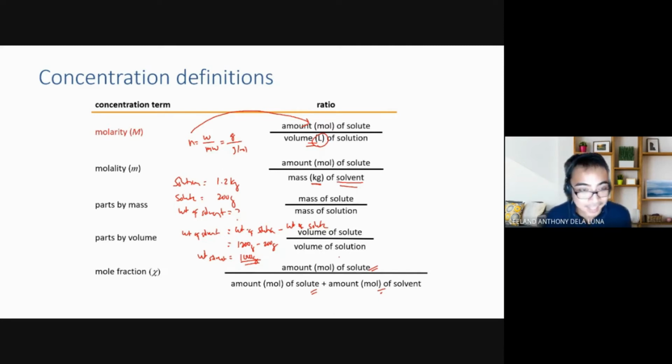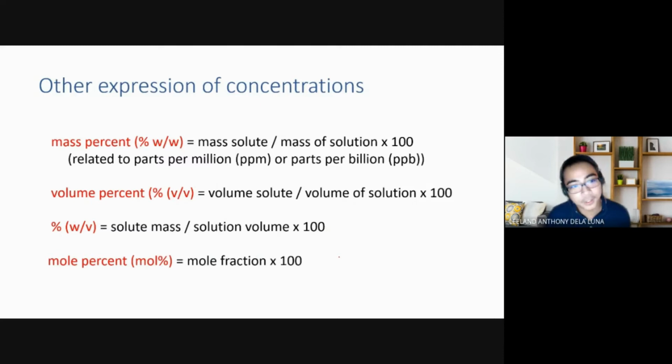Later, class, you'll realize these expressions of concentration have applications when we start talking about colligative properties of your solutions. How does your solute affect the physical properties of the entire solution? Of course, other expressions include mass percent and volume percent. I'm pretty sure you already know these. So, this is just a recap of the formulas we have.